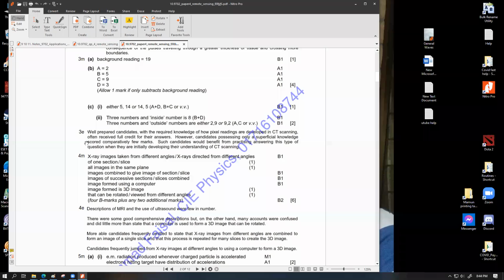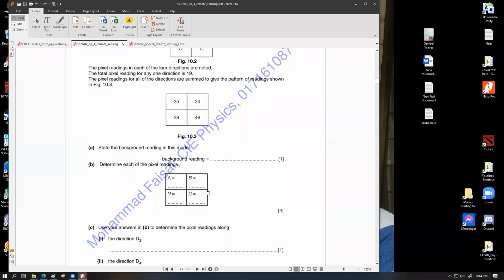So it says, well-prepared candidates with the required knowledge of how pixel readings are developed for the CT scanning often receive full credit for the answers. However, candidates possessing only a superficial knowledge scored comparatively few marks. Such candidates would benefit from practicing answering this type of question when they are initially developing the understanding of CT scanning. So you do not have to have evidence of working, which means you can just write up these numbers and it's good.